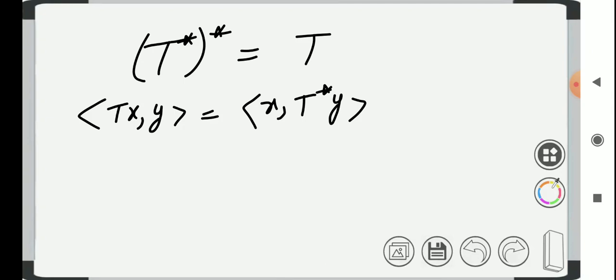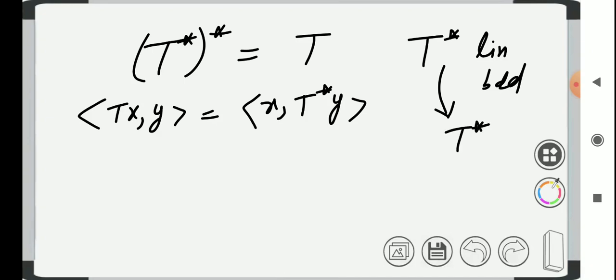Now corresponding to T star, we also proved that T star exists and it is unique. Also we proved that this is linear and bounded. Now corresponding to this, we can define its adjoint, which is simply represented as T double star, T star star. Now this is also a linear bounded operator, and corresponding to this we can define its adjoint.